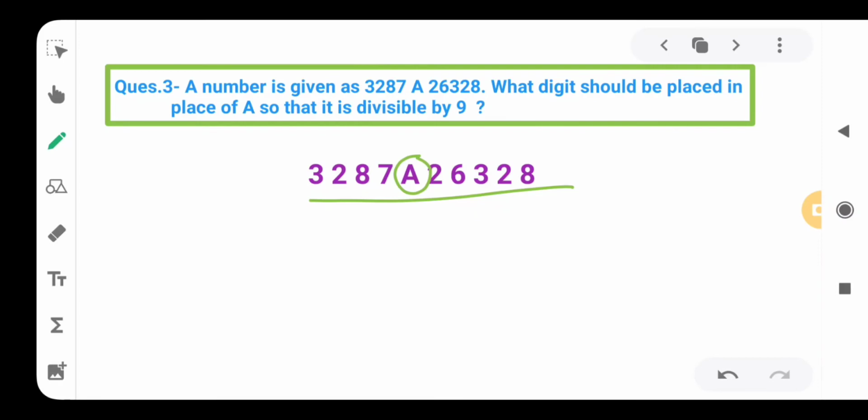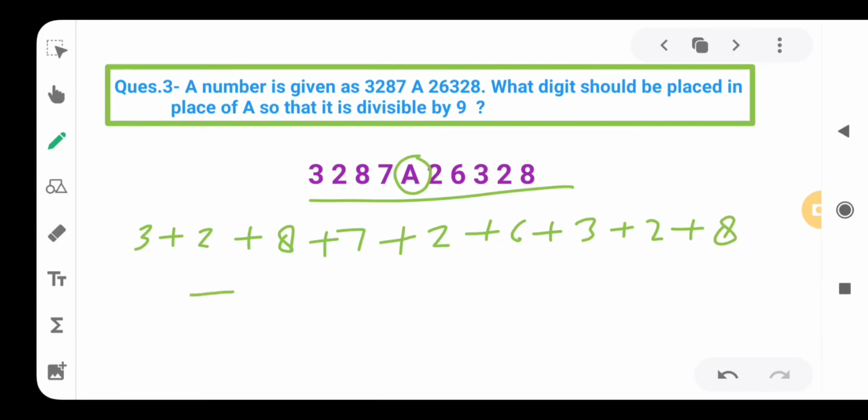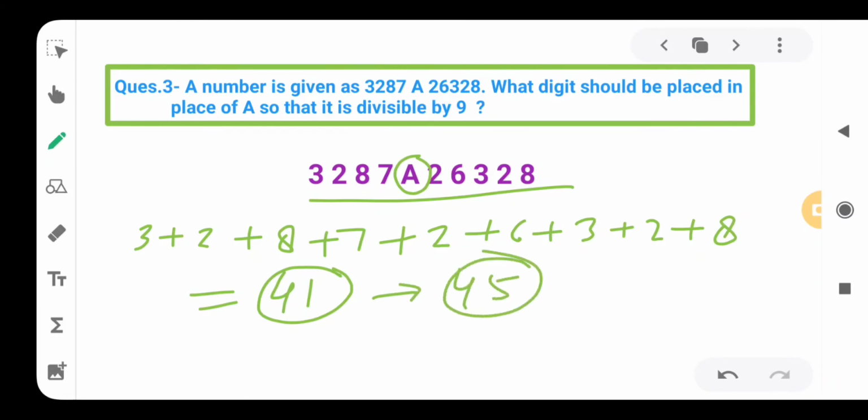So for that I am going to check the divisibility test by 9. So I am going to add all the digits that we are having in the question, that 3 plus 2 plus 8 plus 7 plus 2 plus 6 plus 3 plus 2 plus 8, and I'm going to add it. So after adding I'm getting the number, that is 41. 41 is not divisible by 9 as we all know, and the number that is divisible by 9, nearest to 41, after the next value of the 41 is 45. 45 is totally divisible by 9, 9 5s are 45, so the next value is 45.